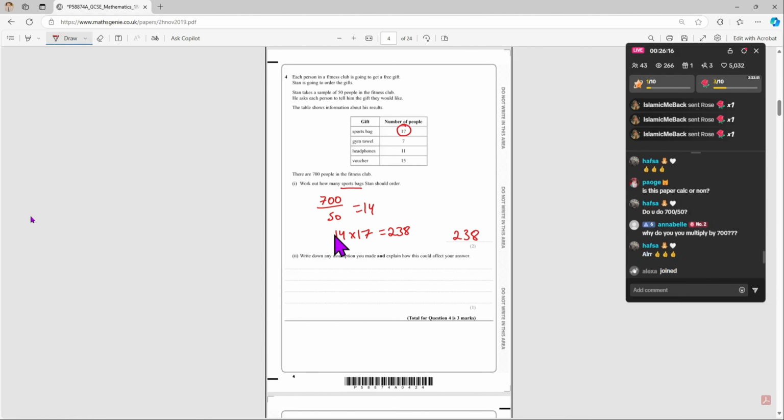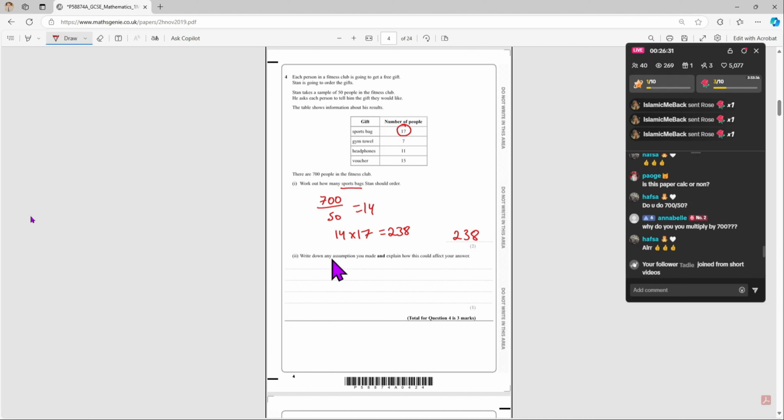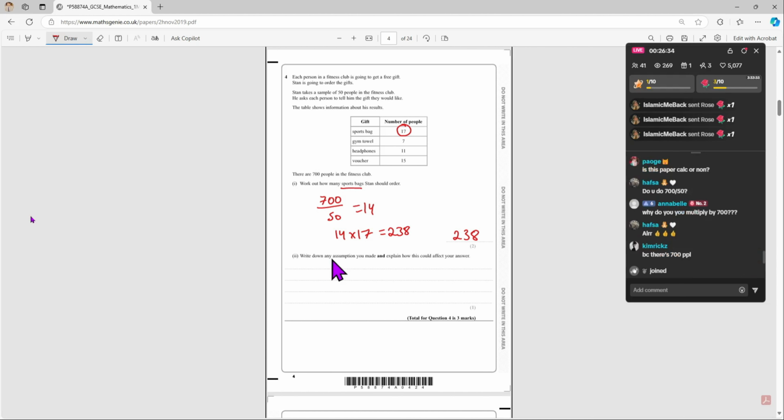I think this is the method you should use. You should use 700 divided by 50, which is 14. Then you have to do 14 times 17 to get 238. So 238 people would choose the sports bag. Yes, you're dividing by 700 because there are 700 people in total.